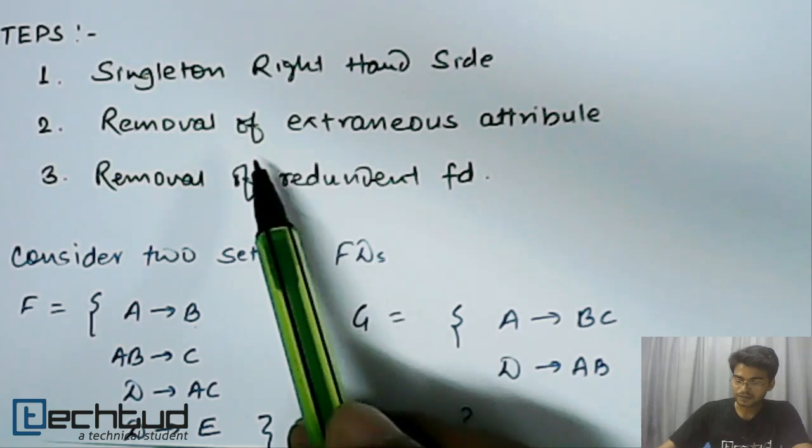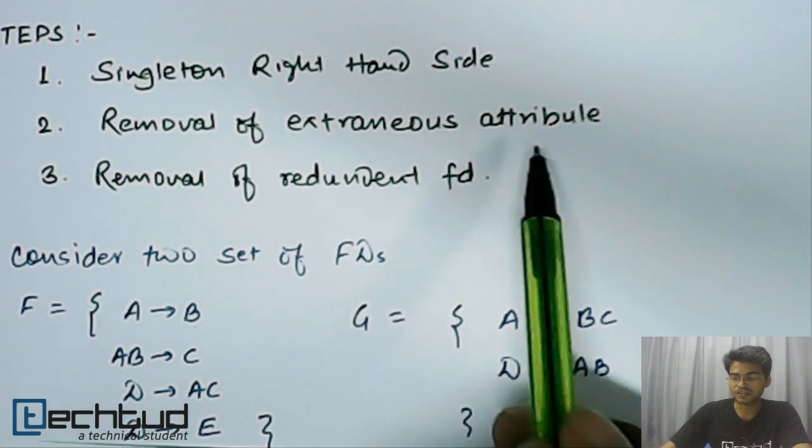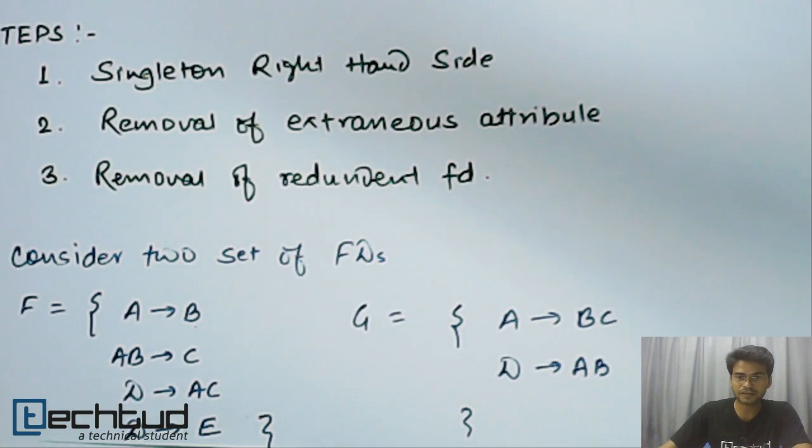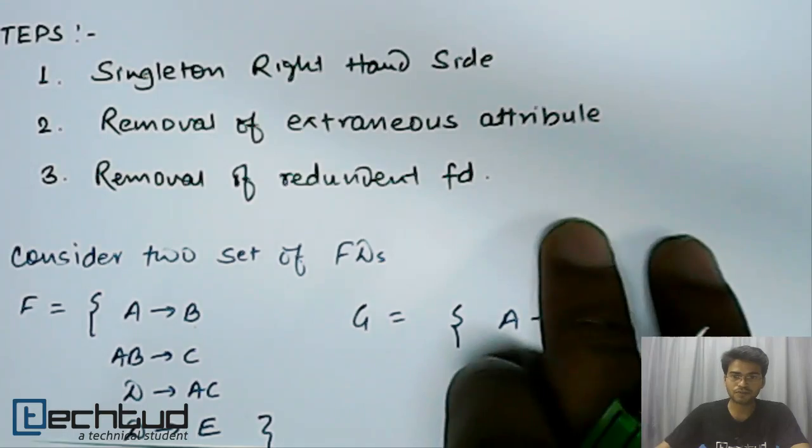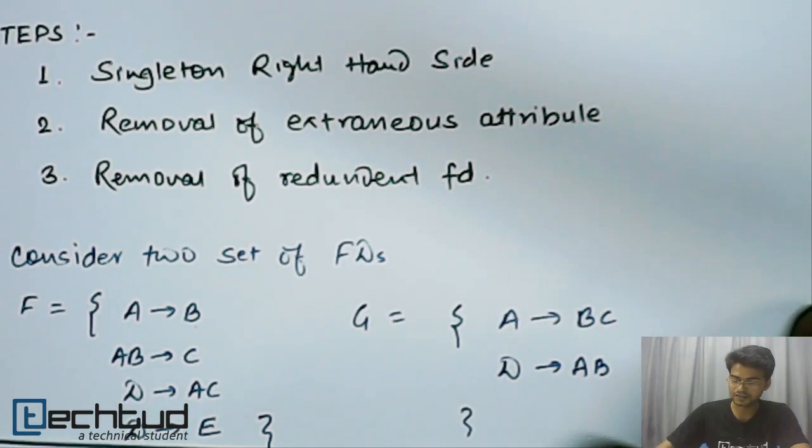Now the second step is removal of extraneous attributes. There will be attributes which are extraneous or useless in a functional dependency. So we will go for removing those first. In the second step we will remove all those attributes. Now the third one is to check whether a functional dependency is redundant or not. This we will do one by one for all functional dependencies.